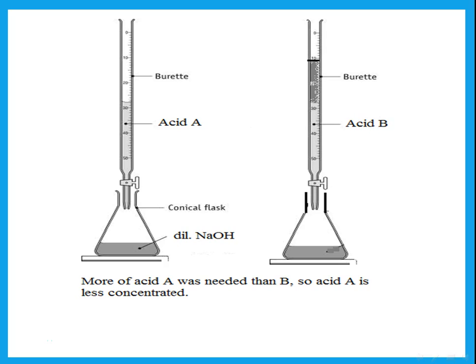So, yes, B is more concentrated. Okay? Or A is less concentrated. Do we understand the idea? So if the ones in the flask are the same, then if I need more of the acid in the burette, then it is not as concentrated as the other one.